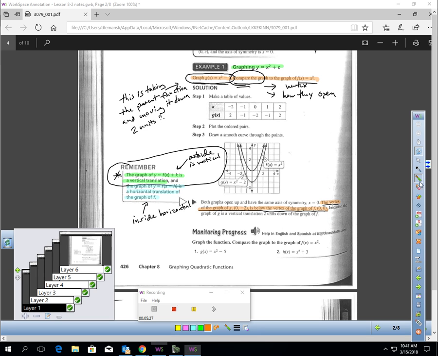Now let's compare how they open. I'll do that in the light blue here. They both open the same. Okay, they're both the exact same graph. Do you notice the number in front here would be 1 and the number in front here would be 1? They both open the same. Okay? The only difference is their vertex has changed.